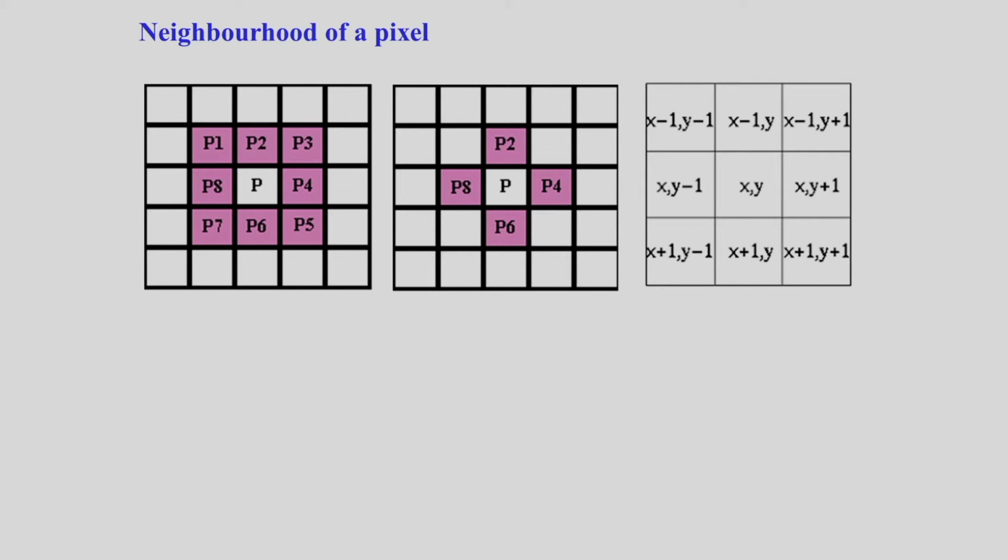Now let us consider the neighborhood of a pixel. In this figure I have shown a particular pixel p, and I have shown two cases. One is the 8 neighborhood, where I consider the neighborhood pixels p1, p2, p3, p4, p5, p6, p7, p8. That is called the 8 connected neighborhood. In the second case, I consider the neighborhood pixels p2, p4, p6, p8 corresponding to the center pixel, which is x y. The first one is the 8 connected neighborhood. The second one is the 4 connected neighborhood.